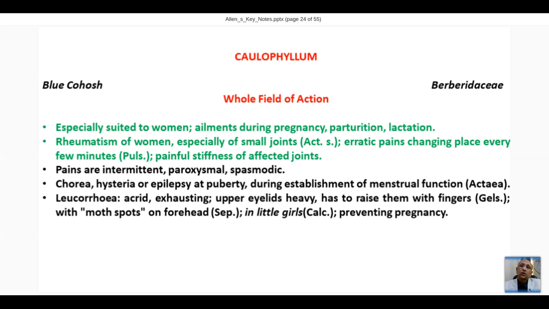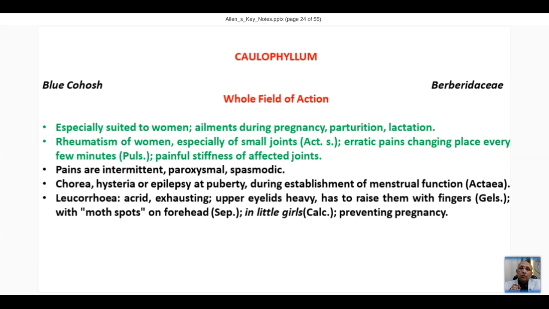This is too important. Rheumatism of women. See, he has mentioned rheumatism of the women. He is not mentioning rheumatism in general. It is specifically related with the women, especially of the small joints. In bracket, he has written Actaea spicata. Actaea spicata is very famous for the wrist rheumatism. Everyone knows. Erratic pains taking place every few minutes, like Pulsatilla. Painful stiffness of affected joints. This is the rheumatism of Caulophyllum.